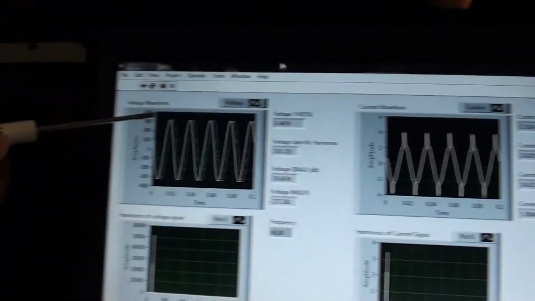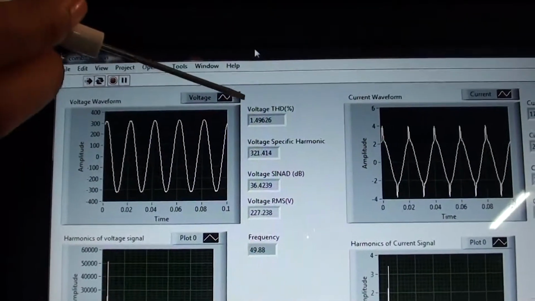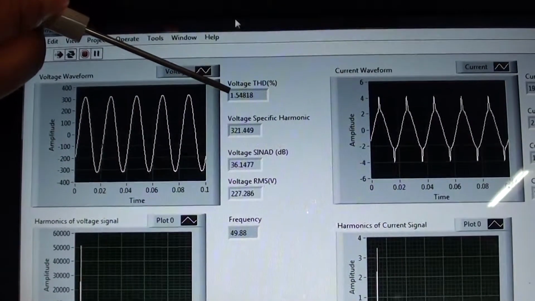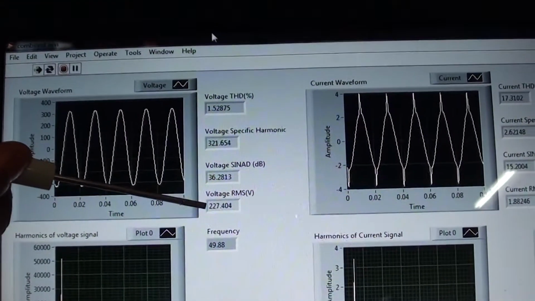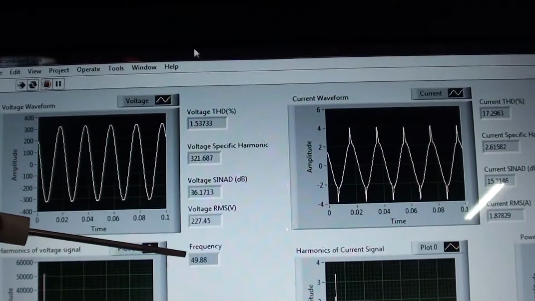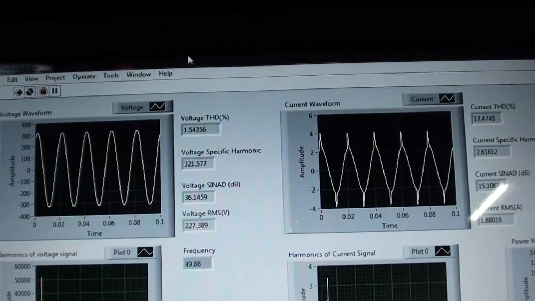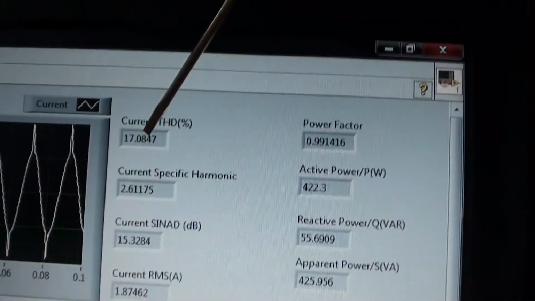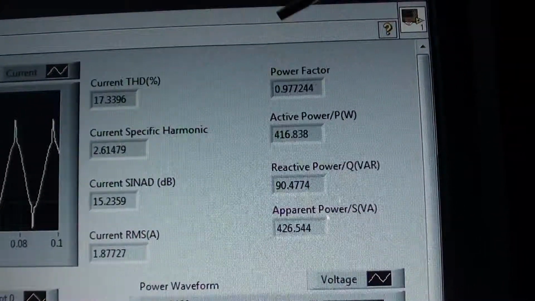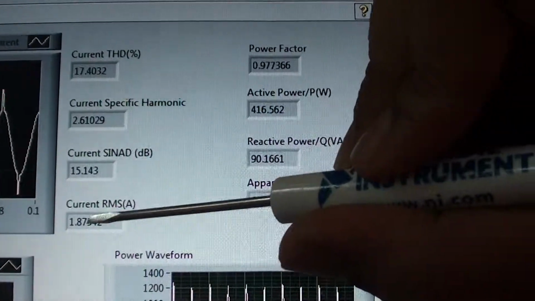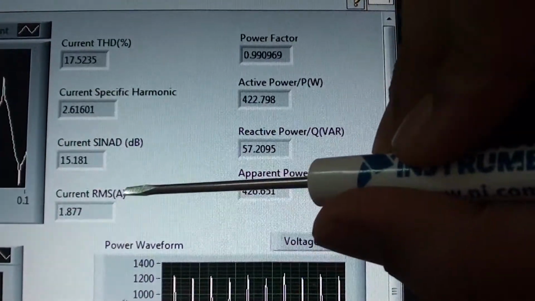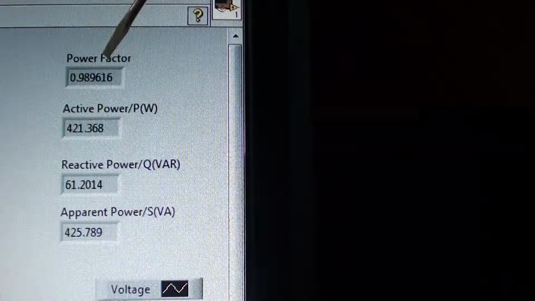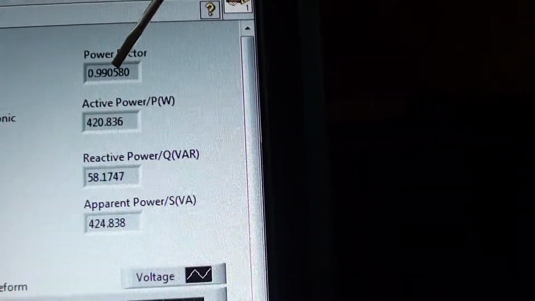And the voltage waveform is as usual sinusoidal, and the voltage THD is nearly equal to 1.5%. Voltage RMS is 227.7 volts. Frequency is 49.98, which is nearly equal to 50 Hertz. The current THD is 17.3%. And the current RMS is 1.87 amperes. The power factor is nearly equal to 1, that is 0.97, 0.98.